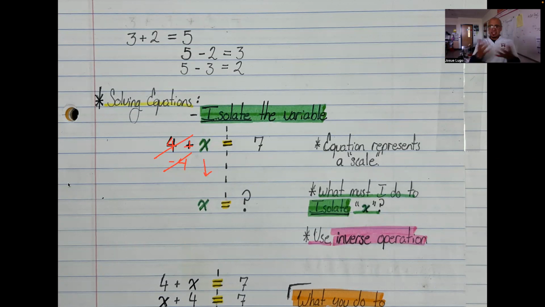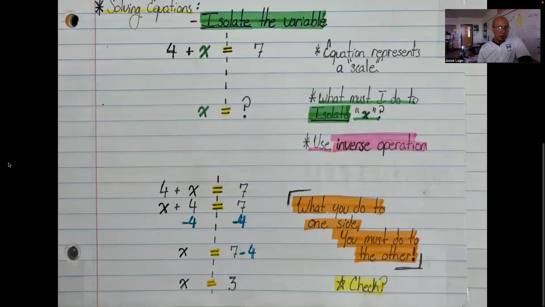Because remember that this is a scale, this is a balance. And what happens to a scale or a balance if you suddenly take away something from one side? So in this case, I took away 4, so it's going to get lighter, so the scale is going to tip over. It is no longer equal. In order for it to remain equal, ladies and gentlemen, you have to balance the equation. You have to balance the scale. And that brings us to this part down here.